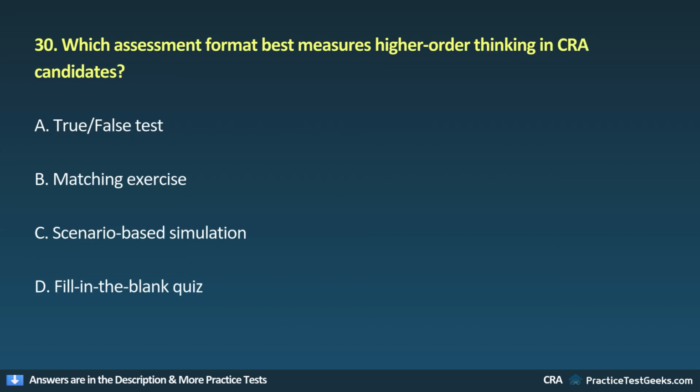30. Which assessment format best measures higher-order thinking in CRA candidates? A. True-false test. B. Matching exercise. C. Scenario-based simulation. D. Fill-in-the-blank quiz.